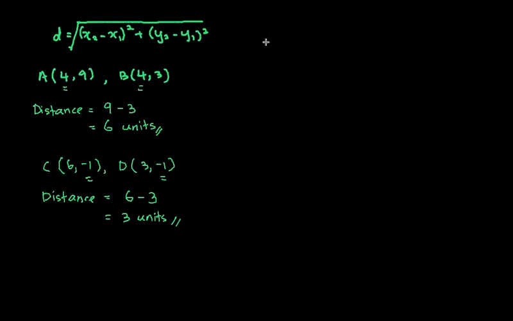If we have point E, which is negative 1, 0, and point F, 2 and 4, we want to find the distance between point E and F. Now you look at their coordinates. They don't have any similar coordinates. Their x coordinates are different and their y coordinates are also different. So in this case, we have no choice. We need to use this formula.